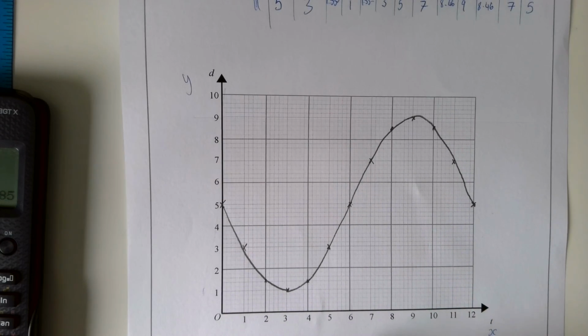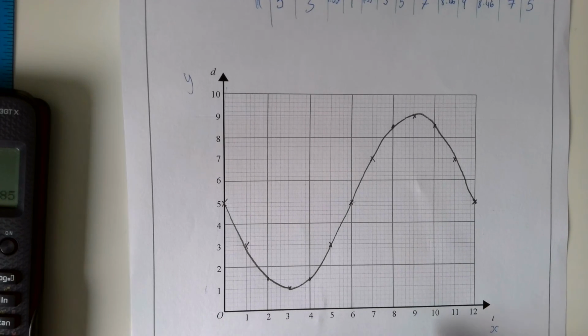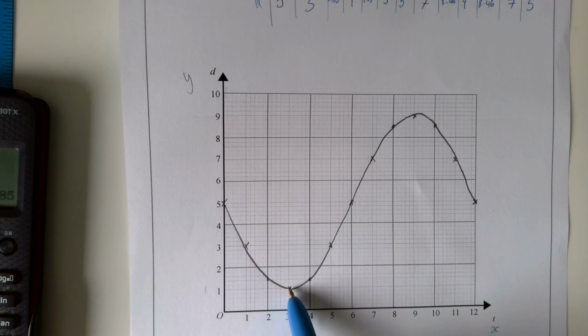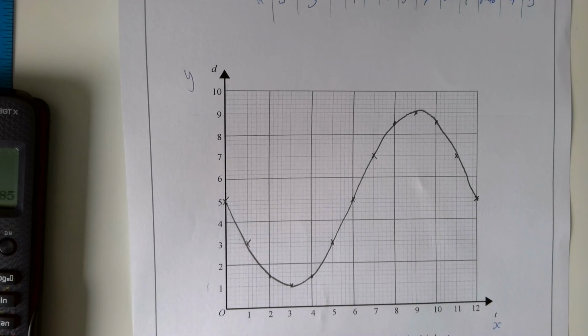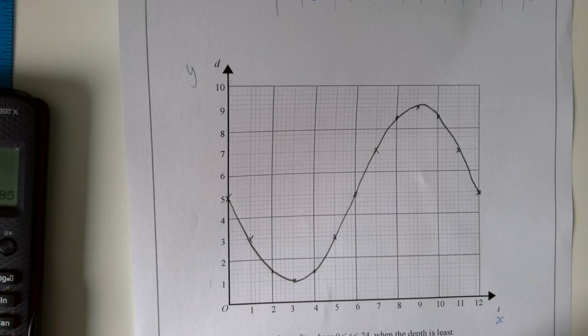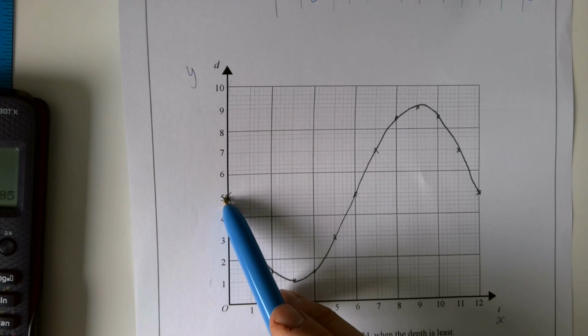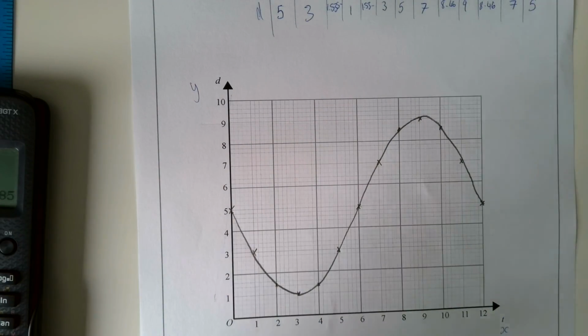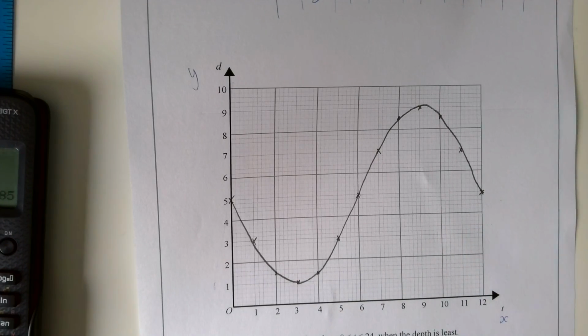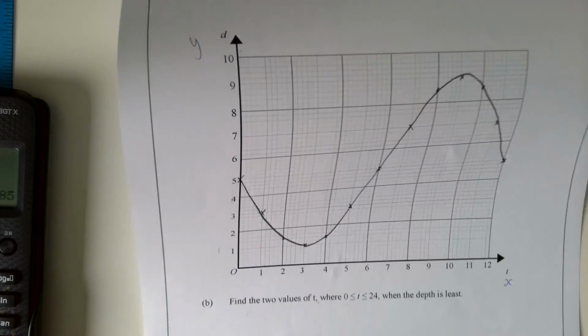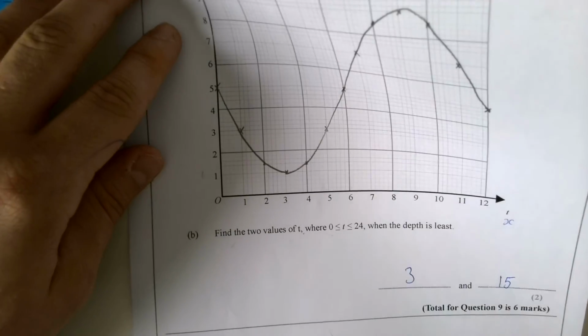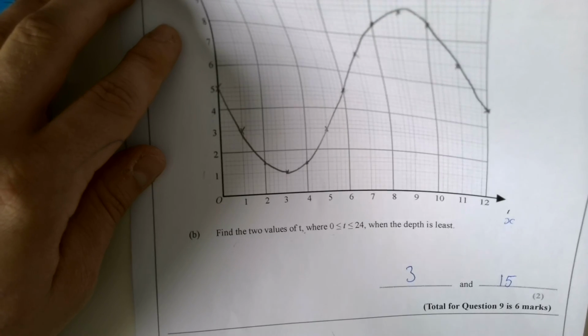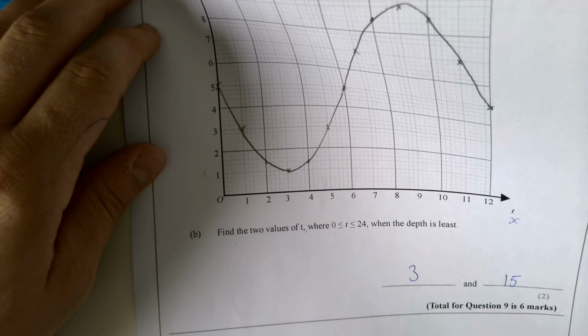So the two values of t, where the depth is least, well, I can see the depth is smallest here, after 3 hours. 3 hours into the cycle, it's at its lowest. So I already know that one, I can see that visually. But when will it next reach that lowest point? Well, it's going to be another 3 hours after it's gone to its original depth. So another 3 hours on from 12, so that is going to be 15. Okay, so that is a really hard question. It's quite a horrible graph you have to draw, but there are marks there to be earned.